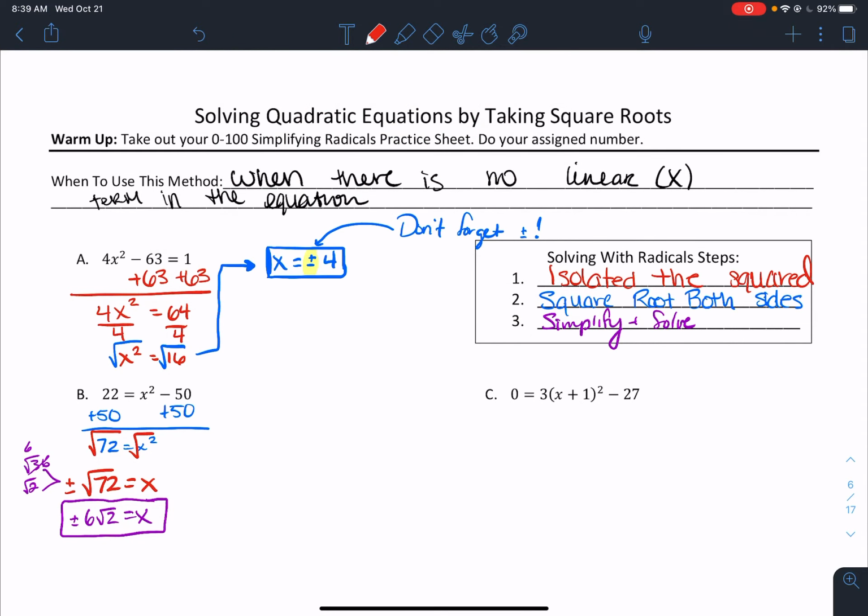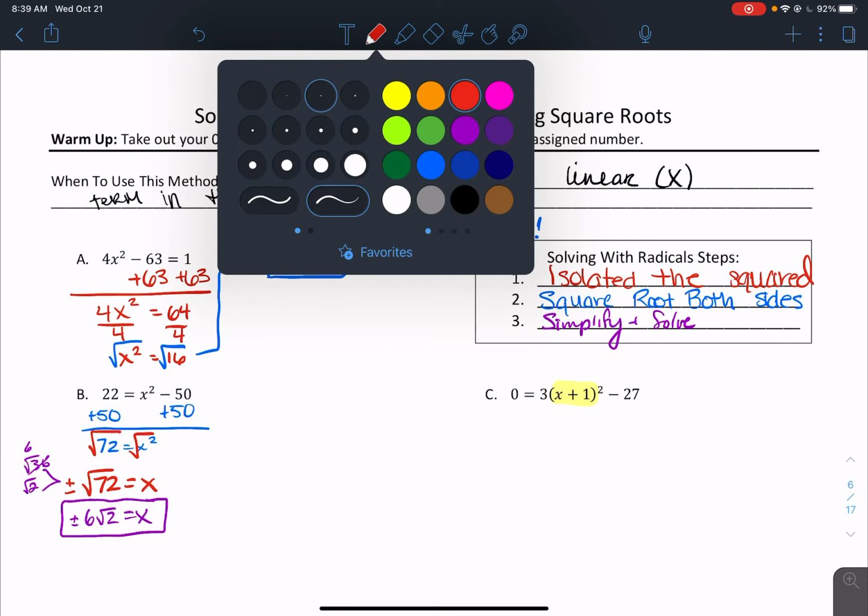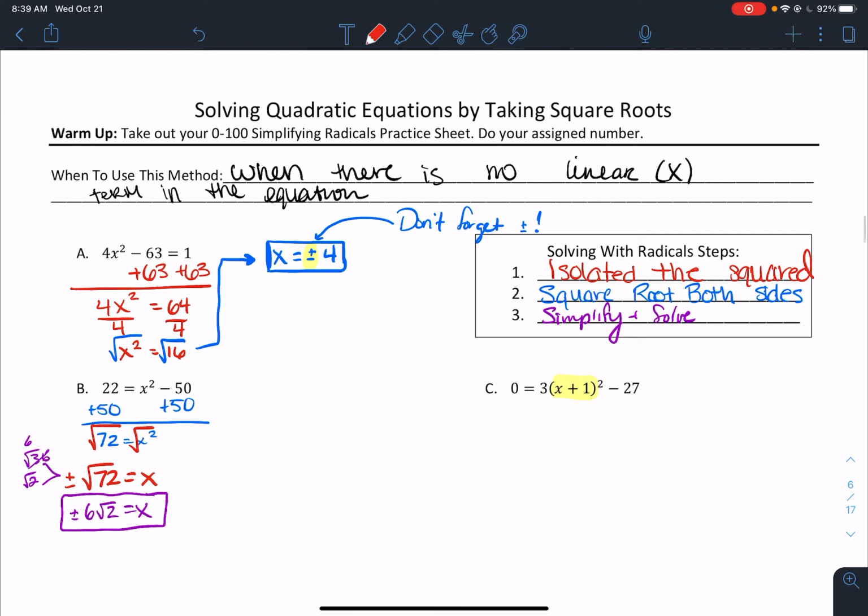All right. In example C, you might not immediately identify what is being squared. So I'm just going to give it a good highlight here. Right here, we have the whole x plus 1, and it's all squared. We're going to treat that x plus 1 like it's one variable, like it is the thing being squared, because it is. It's the whole set of parentheses being squared. It's the whole quantity x plus 1. So I'm going to act like everything is normal here. I'm going to add 27 and I get 27 equals 3 times x plus 1 squared.